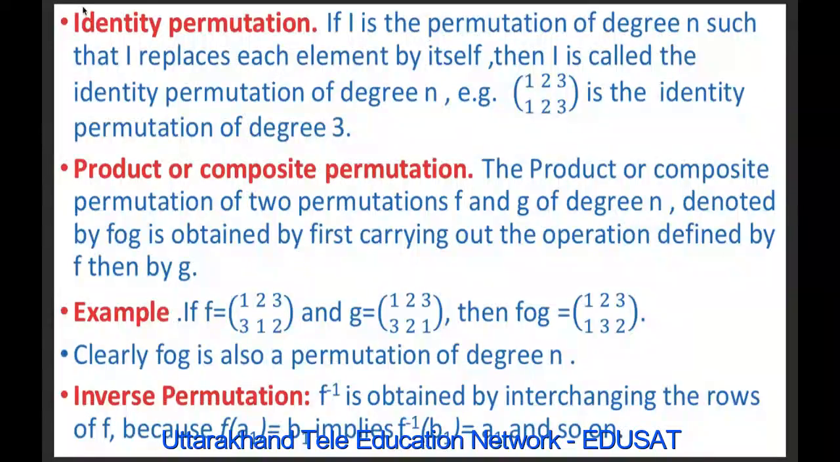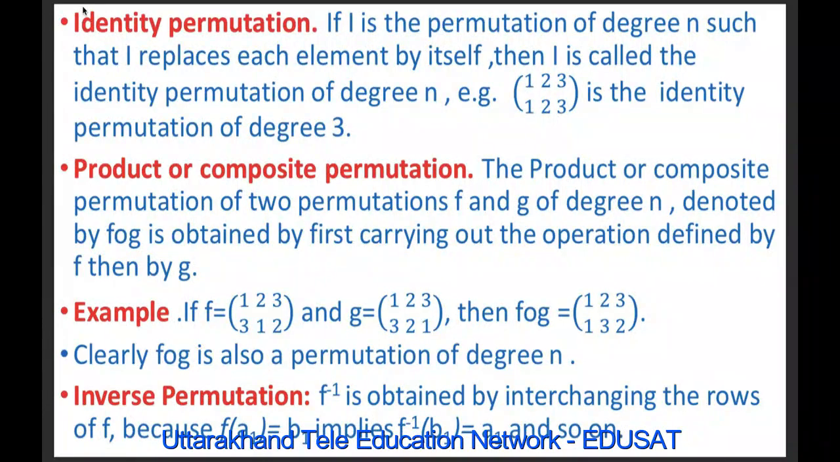Now the identity permutation. If I is the permutation of degree n such that I replaces each element by itself, then I is called the identity permutation of degree n. For example, 1, 2, 3 in the first row and second row also 1, 2, 3 means the image of 1 under the given mapping is 1, the image of 2 is 2, and the image of 3 is also 3. Then this is the identity permutation of degree 3.